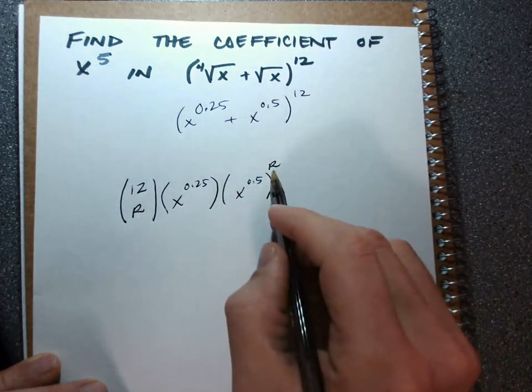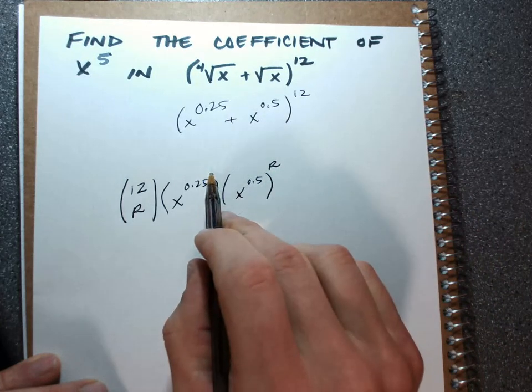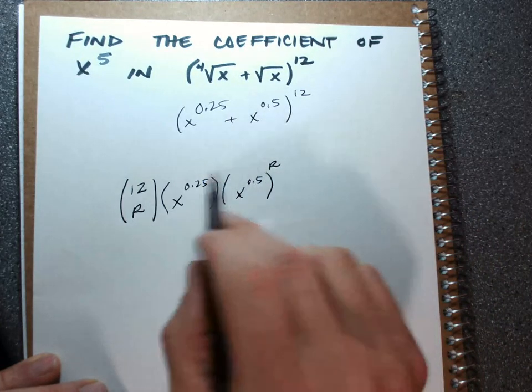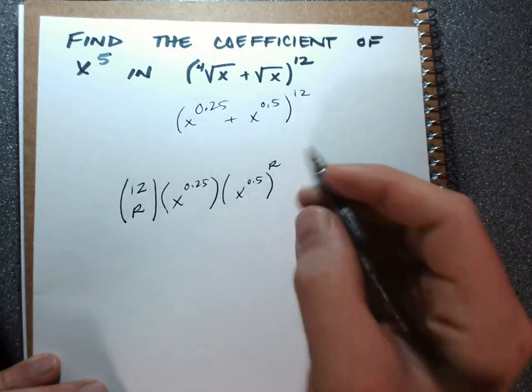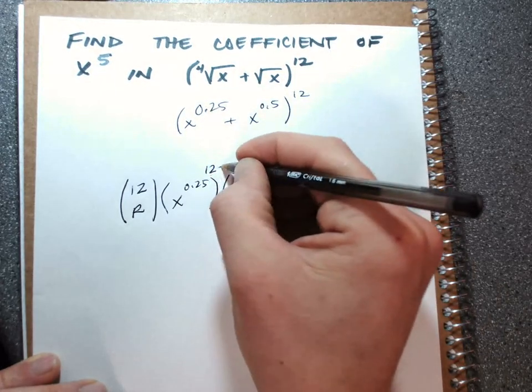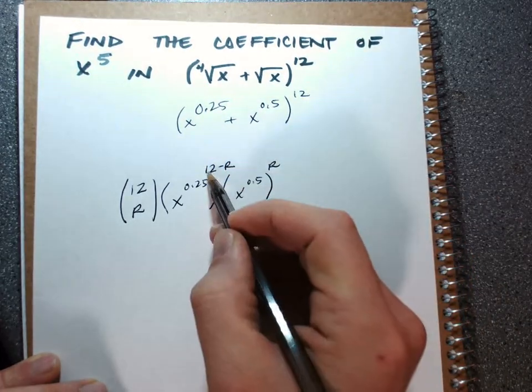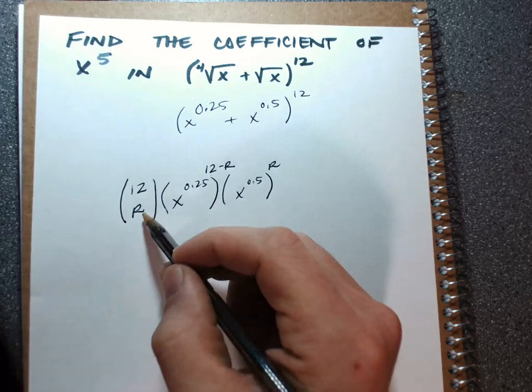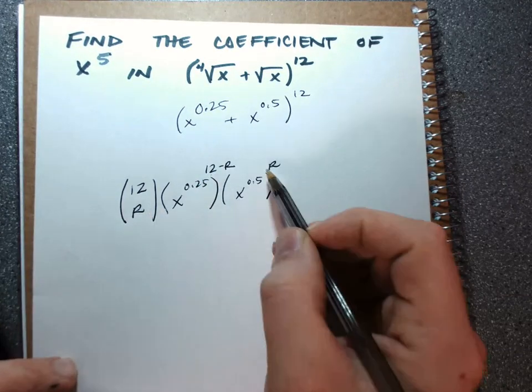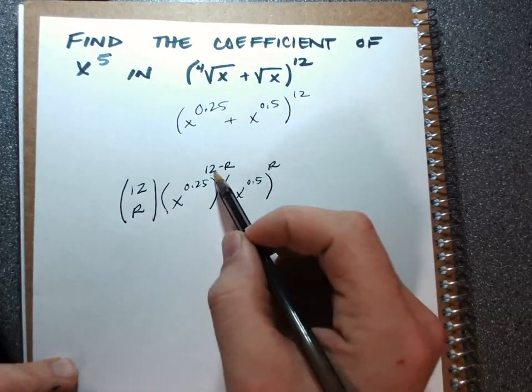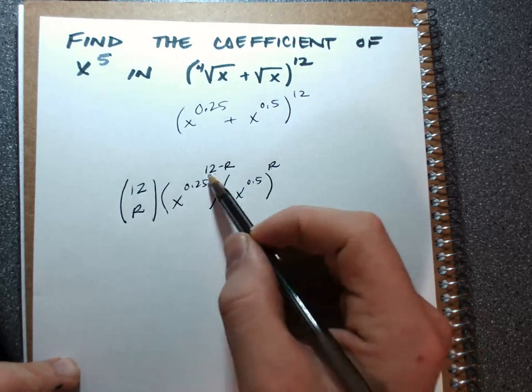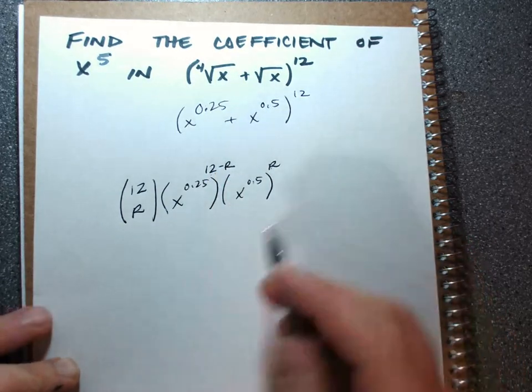So that would be the same, and then the exponent here would have to add up. When we add them, they add up to 12, and that means this is the leftovers. So if r were 1, for example, this would be 1, and then this would be 11. We'll leave it like that for now.